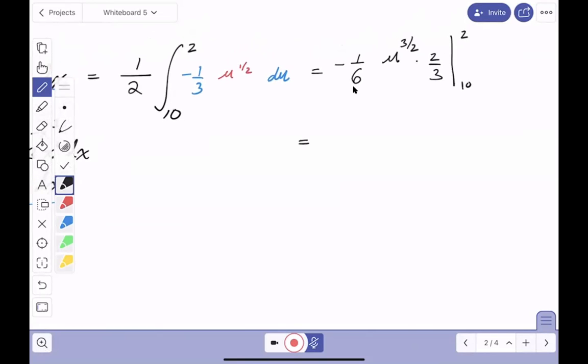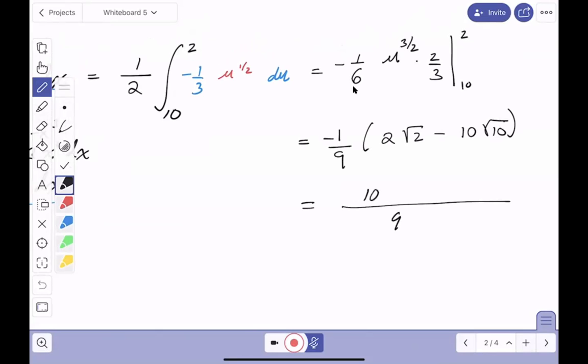Now, keep going. This is going to be minus 1/9 times 2 root 2 minus 10 root 10. I got to clean that up, by the way. It looks really awful to me. 9 in the bottom, 10 root 10 minus 2 root 2. That's the average value.